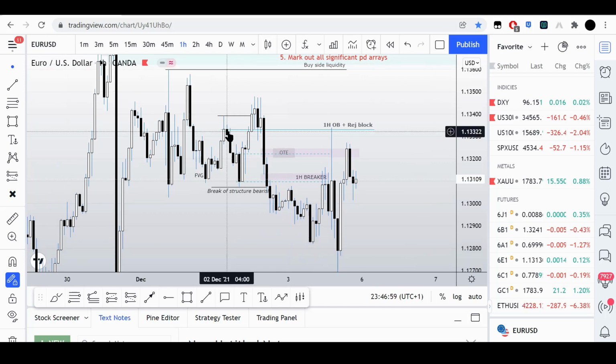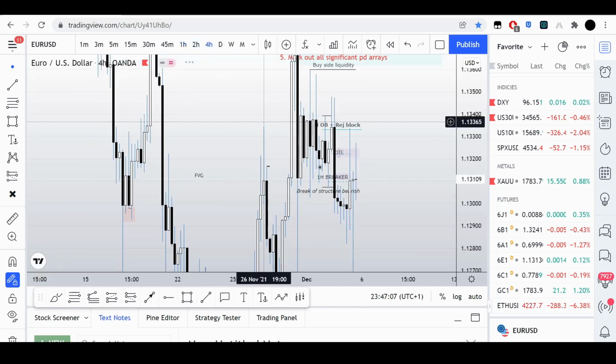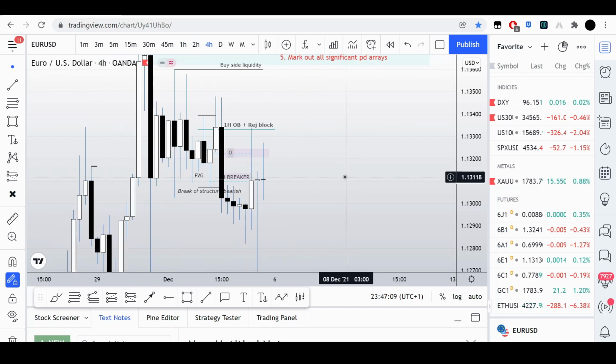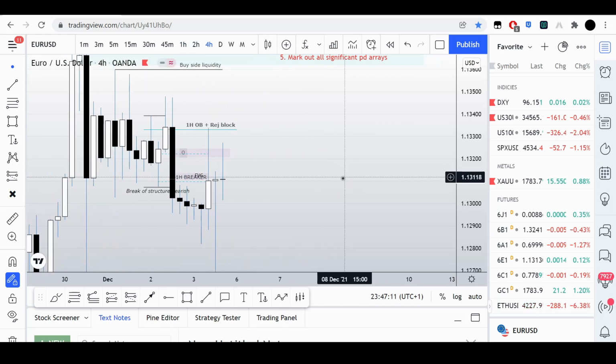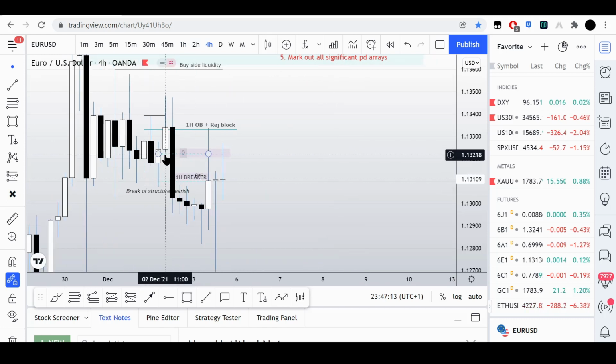We have our rejection block, order block, FEGs, breakers, all of that, right? Let's go up to a 4 hour time frame. When you go up to a 4 hour time frame, you see how you have this up move right here. Now you know that this is a 4 hour order block open, so you can mark that out or just have that as context.